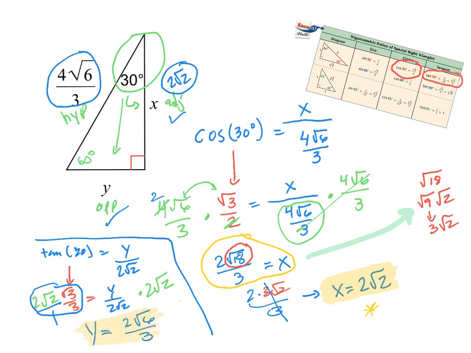So we found both missing variables. That is not a very neat highlighting job. So x was 2 square root of 2, and y is 2 square root of 6 over 3.